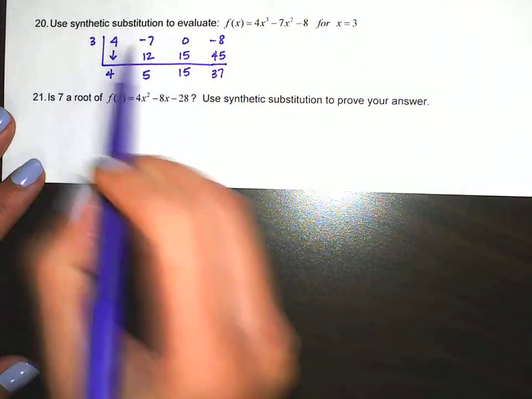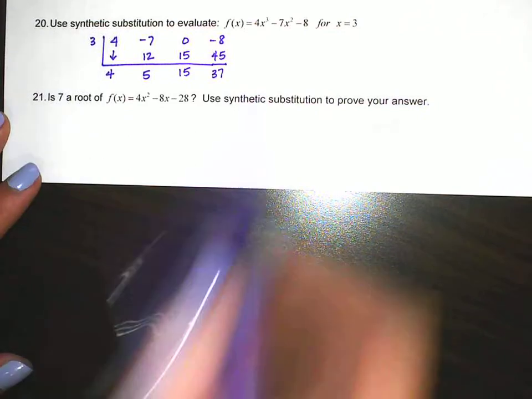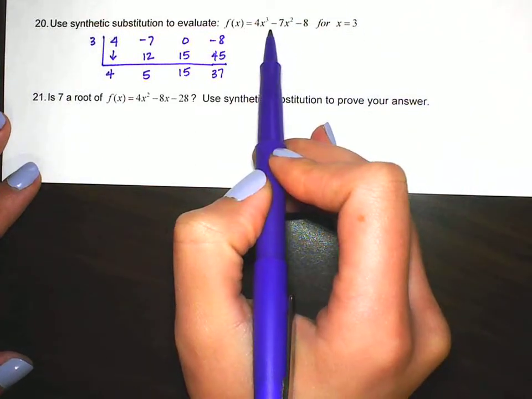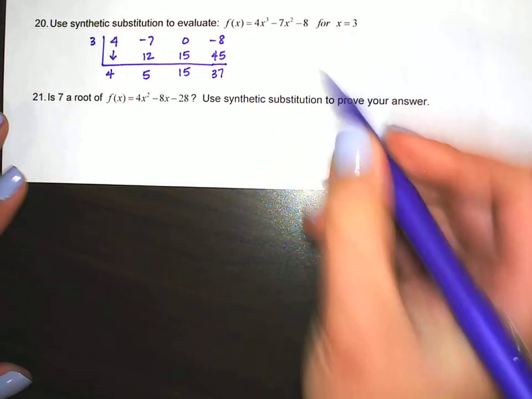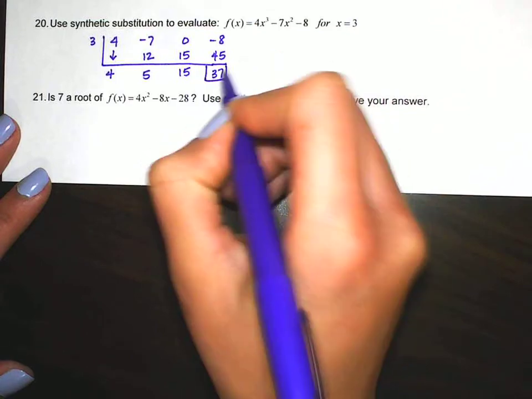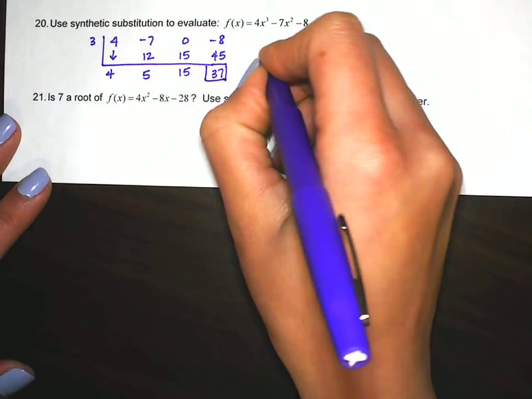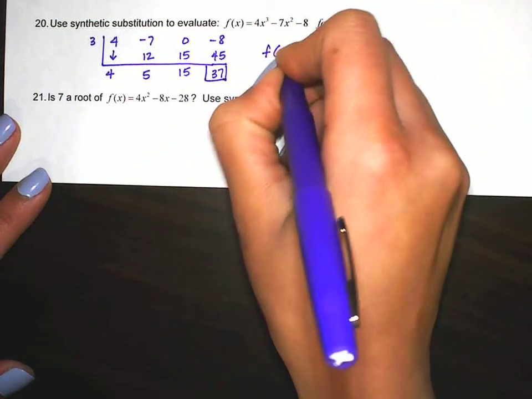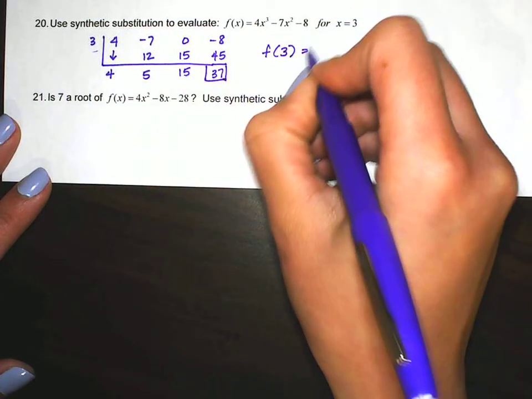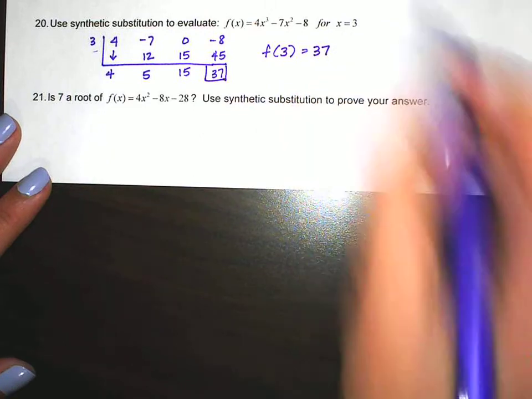Synthetic substitution. If you were to do regular substitution and just plug 3 in, I would only get one number. Plug in 3 whenever you see an x, I would get a number. That means for synthetic substitution, you're only going to use that last number, the remainder. So the way that I'm going to write my answer is f of 3, because I plugged in 3 into the synthetic substitution, equals that remainder, that 37.